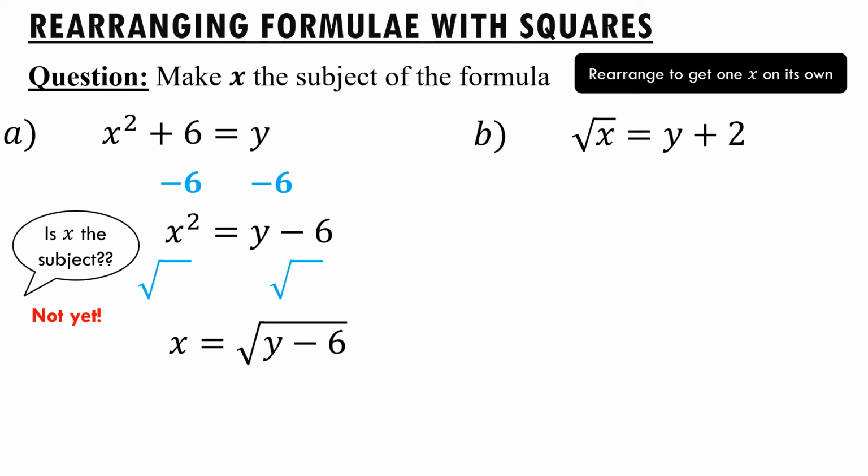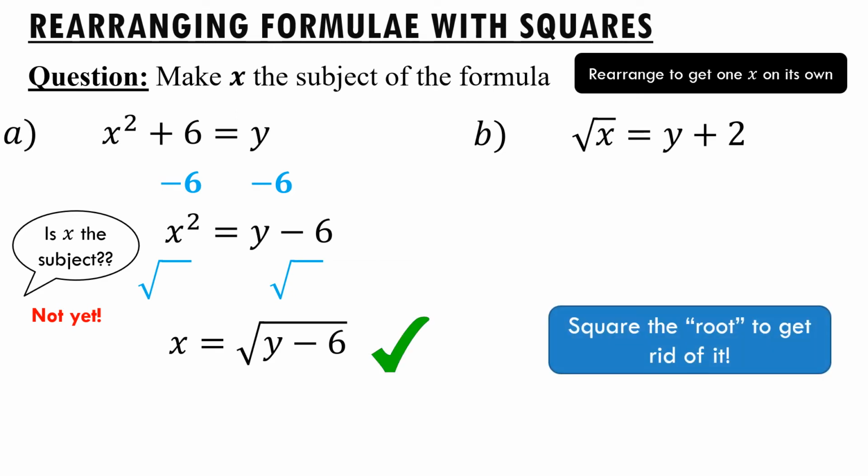Question B, we've got root x equals y plus 2. Now think about what's going to get rid of that square root. You're going to have to square the square root to get rid of it. Okay? So if I was to square root x, I'm going to get x on its own, which is what I want. But I'm also going to square y plus 2. Now what you should do is put this in a bracket here, because it's the whole thing being squared. And if you think back to expanding double brackets, it's not quite the same as squaring the y and squaring the 2. It's a little bit different. So now we've got x on its own. You've answered the question.